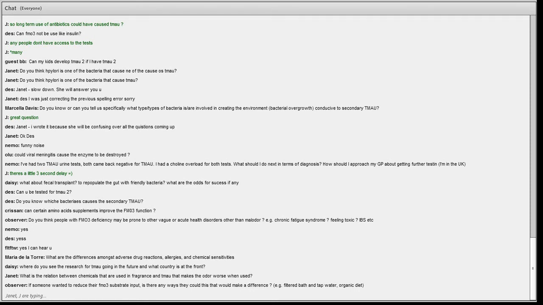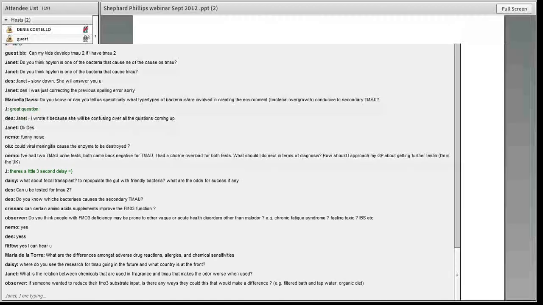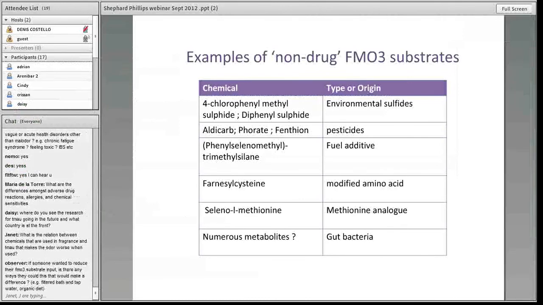Well, that could very well be an adverse drug reaction. And something that. No, carry on.